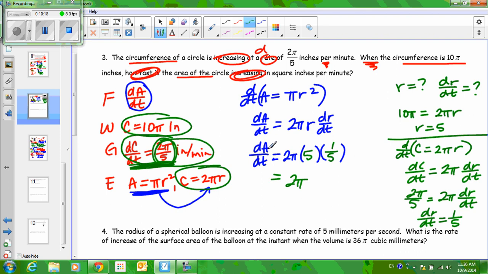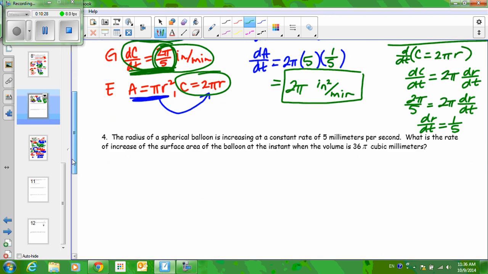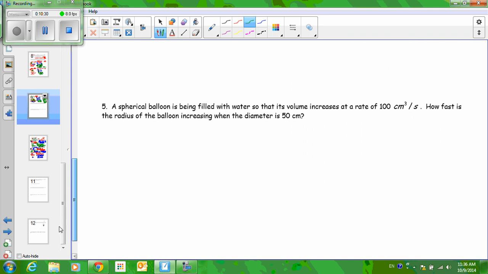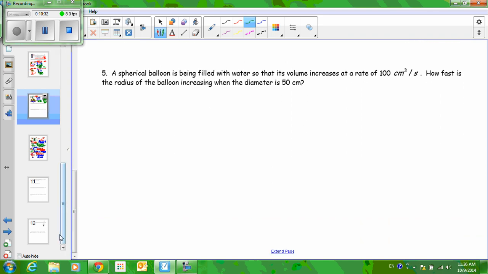Again, your area units are inches squared. Time in this problem is in minutes. So 2 pi square inches per minute. Okay, I'm going to just go straight to 5, and then this is going to be the end of this video. So again, we have a spherical balloon.